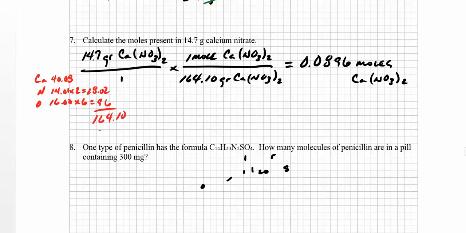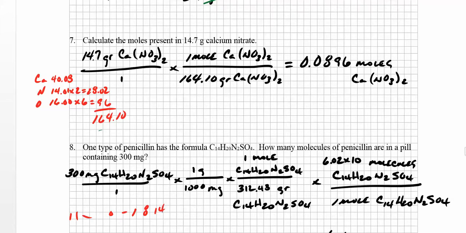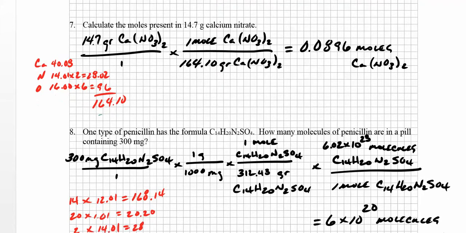Let's look at number 7. Calculate the moles present in 14.7 grams of calcium nitrate. The challenge here is to determine the formula for calcium nitrate. I've been given the 14.7. I want to determine the number of moles, right?